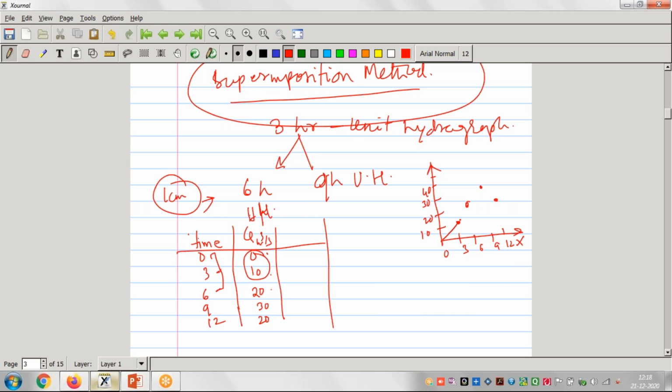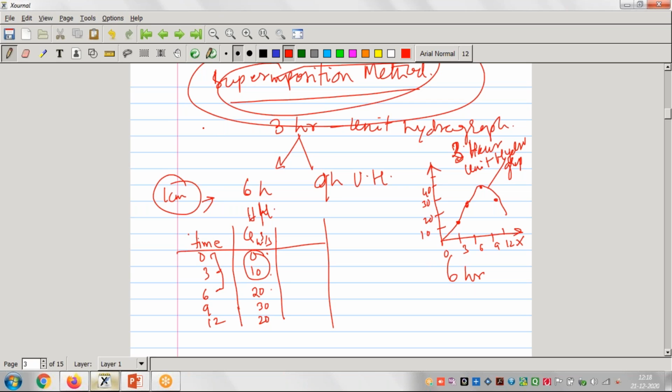When we draw this graph, it will be called the 3 hour unit hydrograph, right? Now we have to prepare the 6 hour unit hydrograph. 6 hour unit hydrograph means what happened after 6 hours. Then what we do is prepare the 6 hour unit hydrograph by this superimposition method.